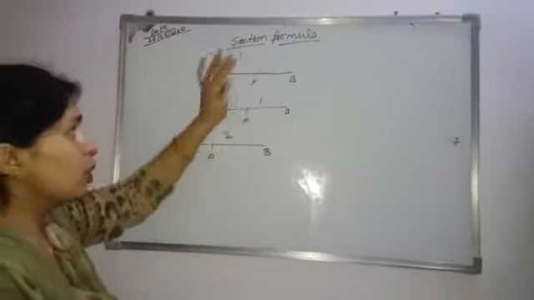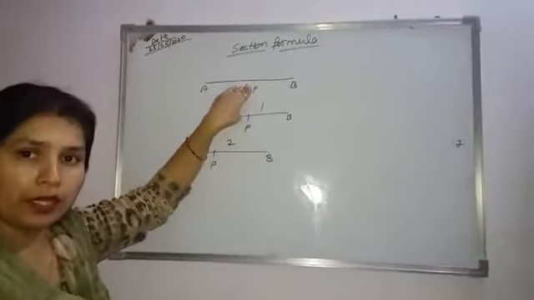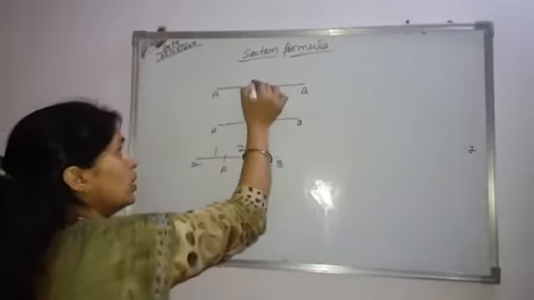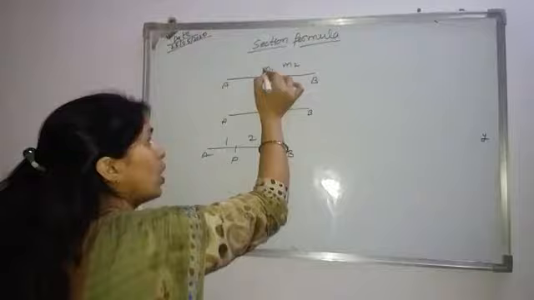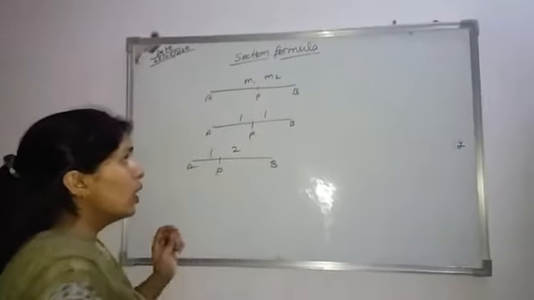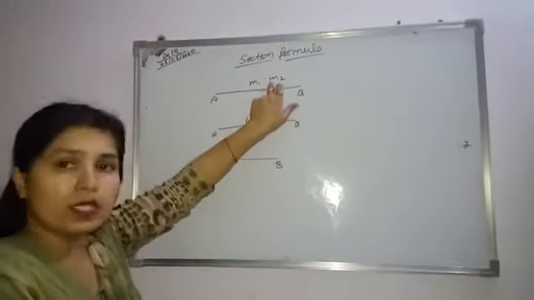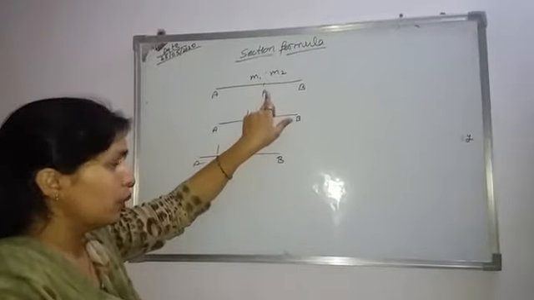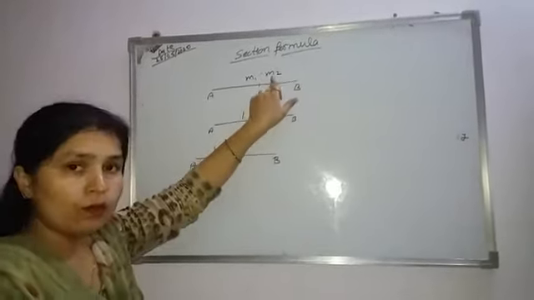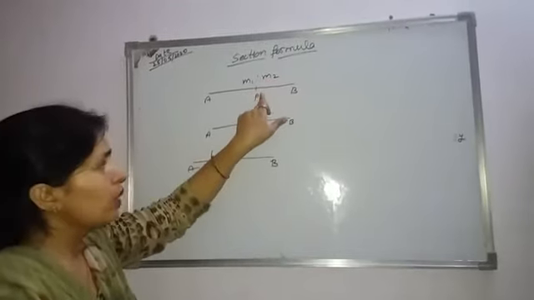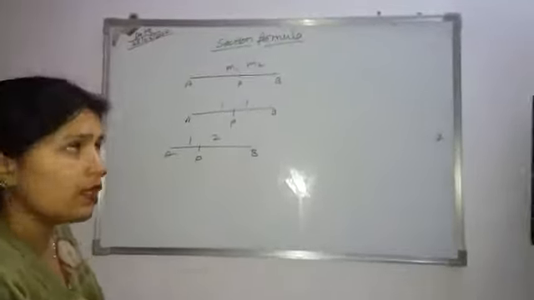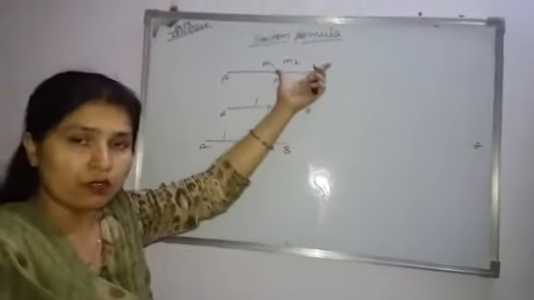Now in this section formula, P is a point. With the help of this point, we can find out a ratio. Suppose M1 and M2 are the ratio. If in any question the ratio is given to us, then we can find out a point. If the point is given to us, we can find out the ratio. So this is the main purpose in this exercise. This is the meaning of section formula.